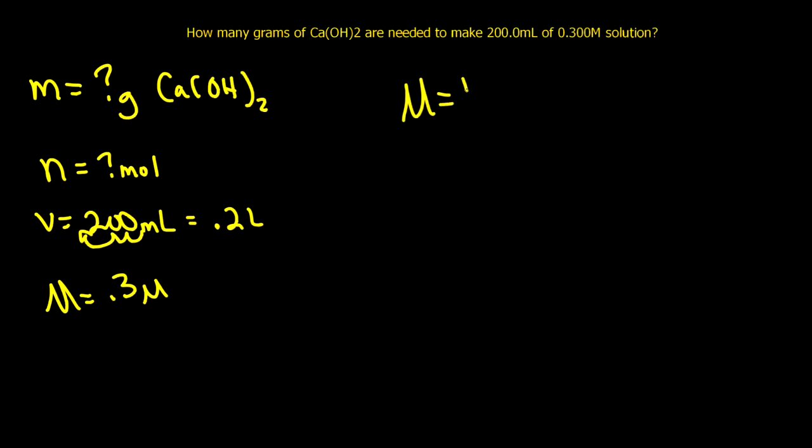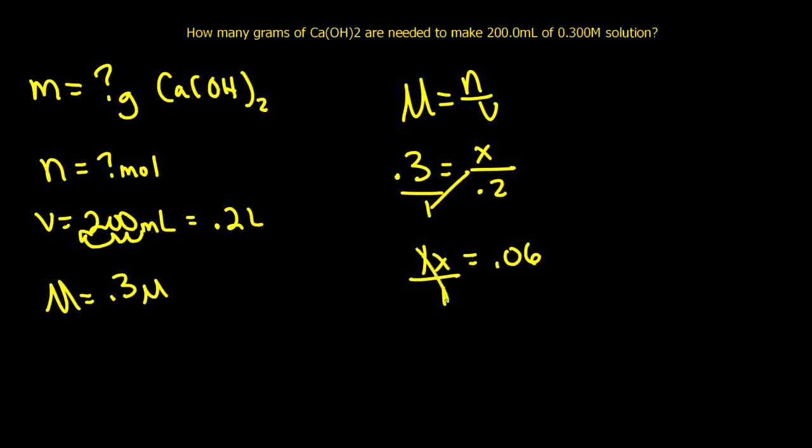So molarity equals moles over volume. Molarity is 0.3. Moles is what I'm looking for. My volume is 0.2. So I put 0.3 over 1, cross multiply. So 1 times x is 1x. 0.3 times 0.2 is 0.06. I divide by the value with x. 1 cancels. X equals 0.06. That's 0.06 moles. But I don't need moles. I need grams. So let's do that quick conversion.